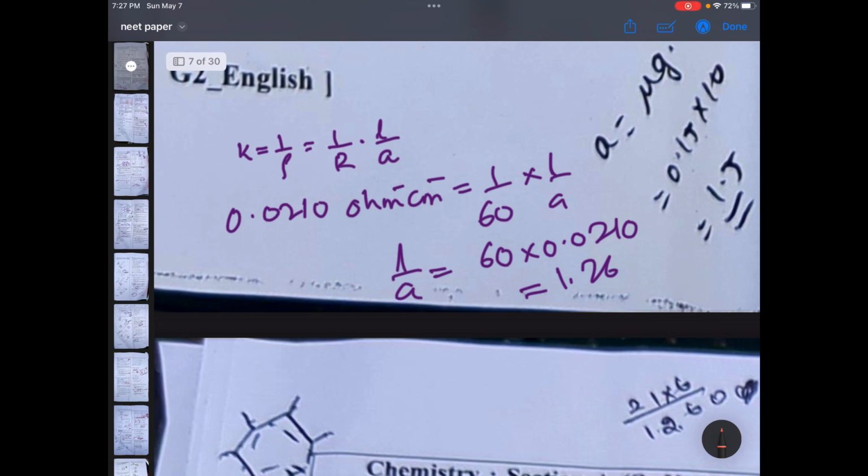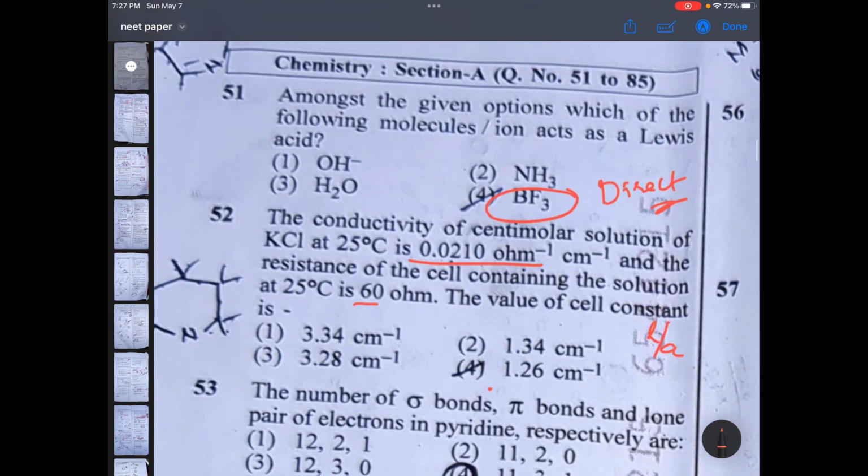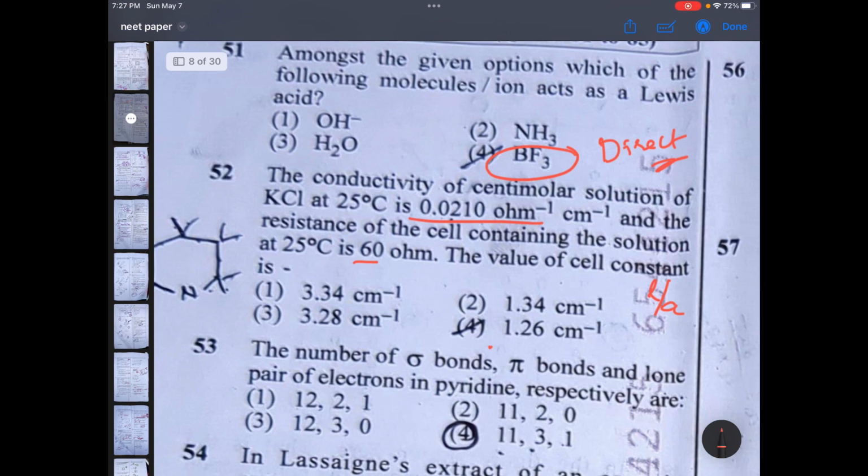K is equal to 1 by rho, that is equal to 1 by R into L by A. He is asking L by A, so simply K into R. So K into R is 1.26. By seeing the units also you can say ohm, centimeter inverse, ohm is given. Answers are in centimeter inverse, just multiply them.